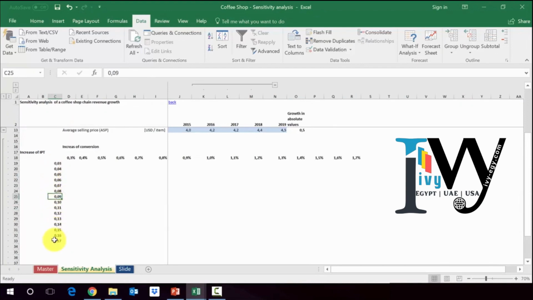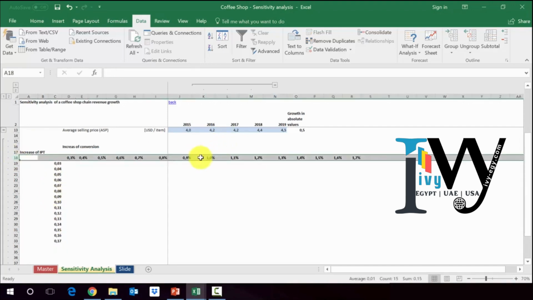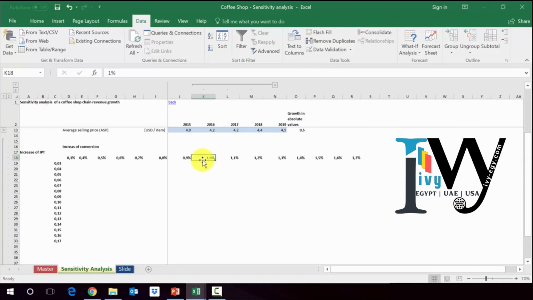And then we also go up by 1 percentage point here as well. And we do the same for conversion. So this is in row 18, and you can see that 1 percentage point is our basic assumption, but it can be 0.9 percentage point or 1.1 percentage point, etc., going up to 1.7 and then going down to 0.3 from the 1 percentage point assumption.